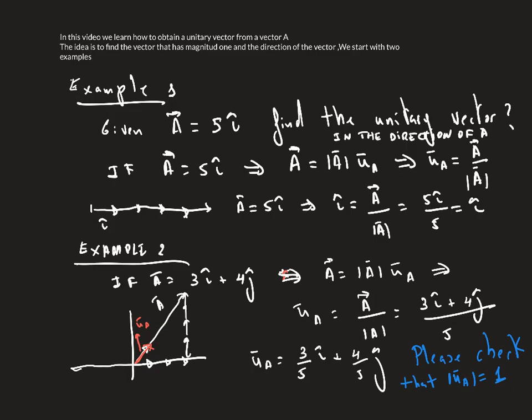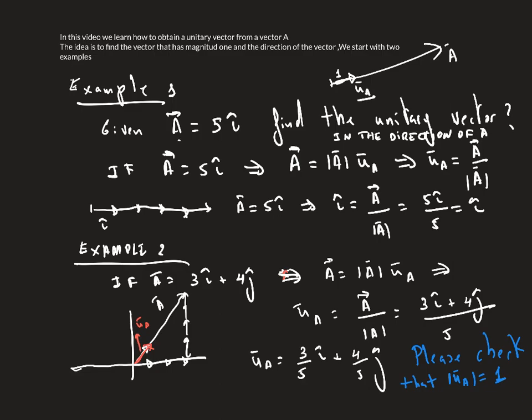In this video, we are going to learn how to obtain a unitary vector for a vector A. So you give me a vector A, for example, this vector. I need to find a unitary vector U sub A. I call U sub A a vector that has magnitude 1 and is in the direction of A. This is our target.